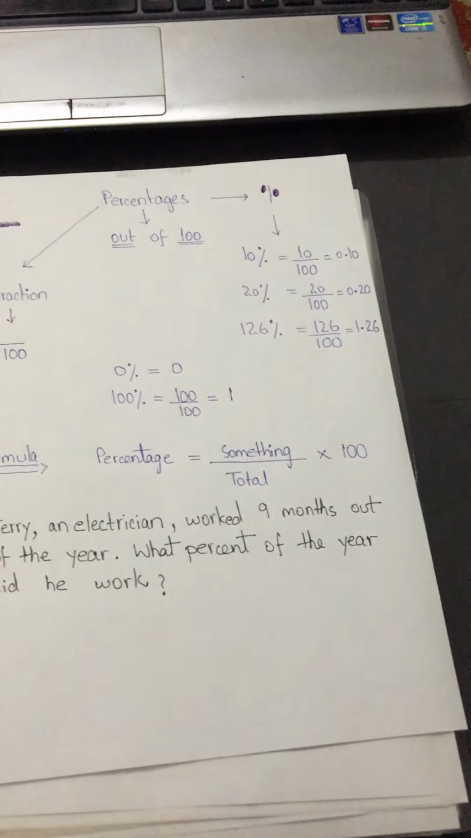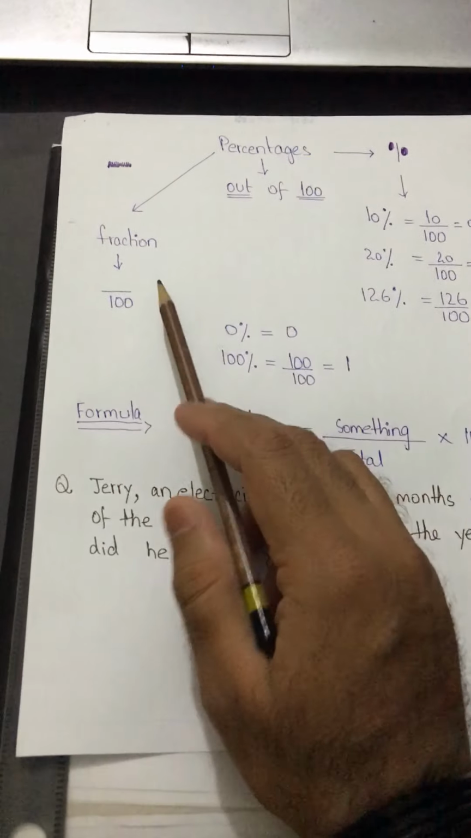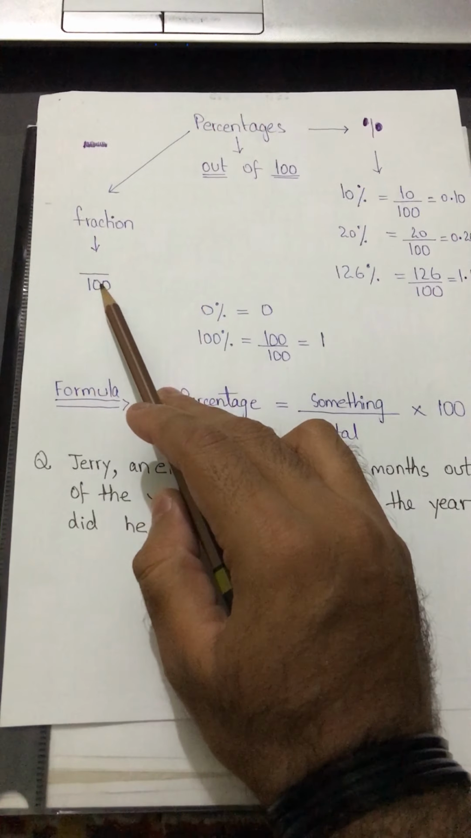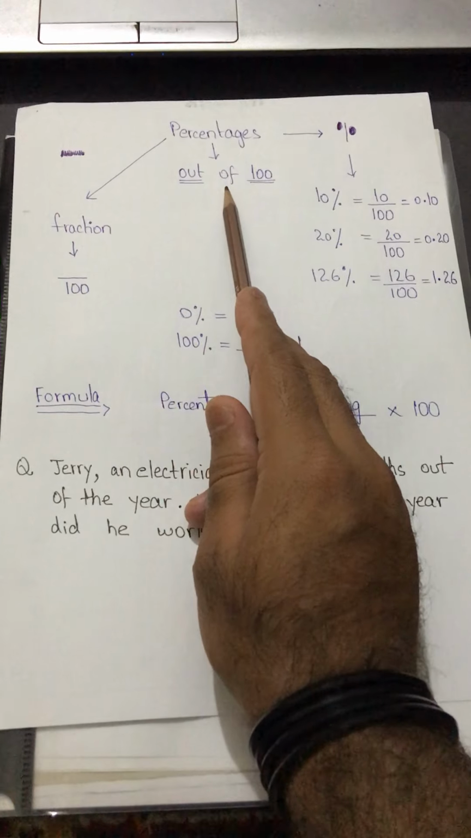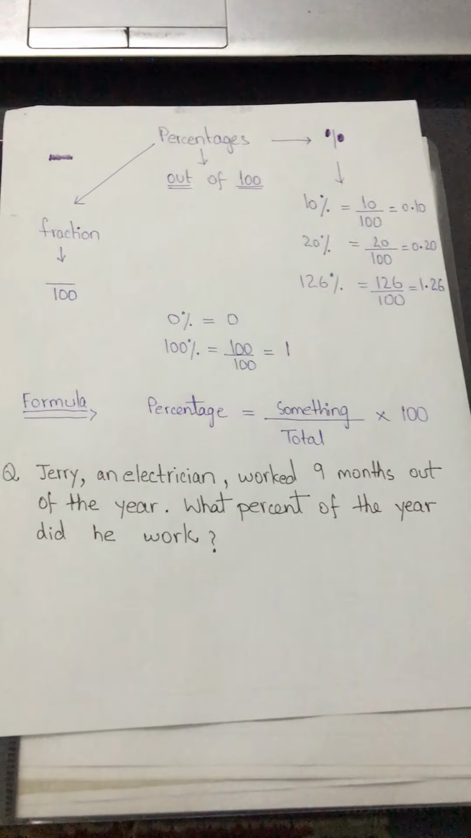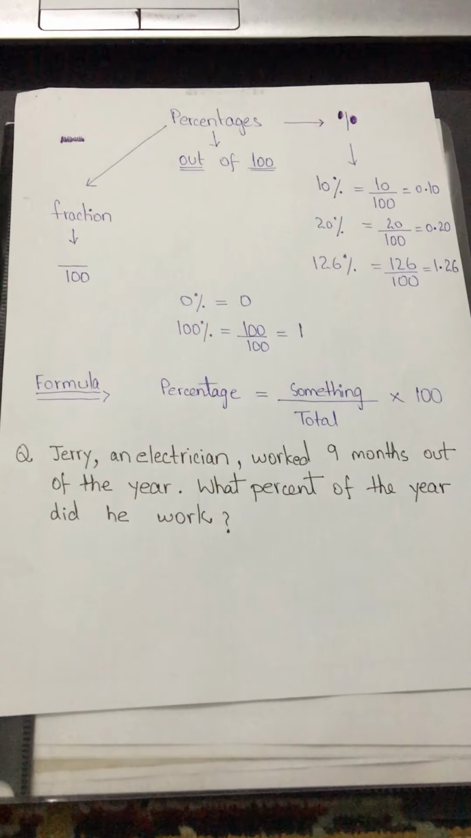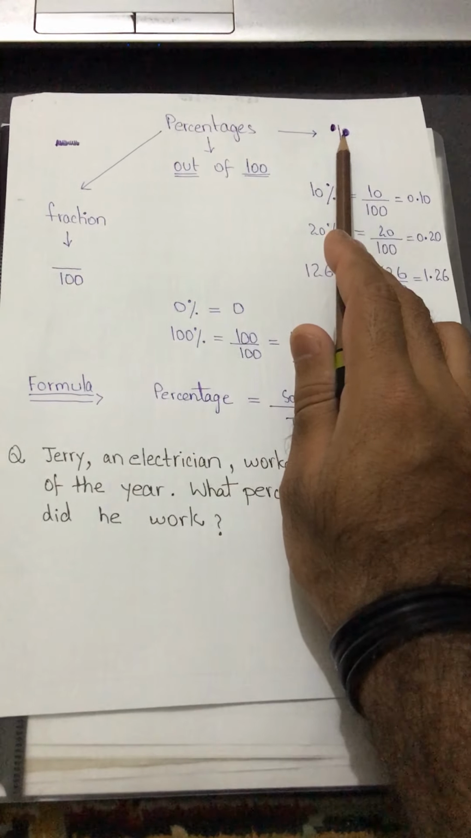So starting with the word percentages. It is nothing but special kinds of fractions that always have 100 in their denominator. If I want to define percentage, I can say that it is something out of 100. Anything which is out of 100 is a percentage. We use this symbol to represent percentage.